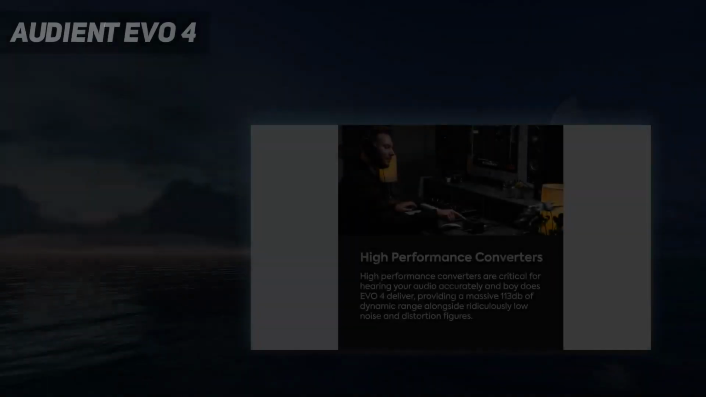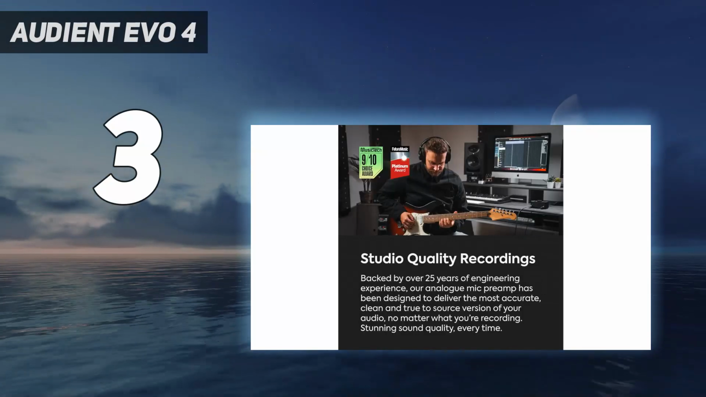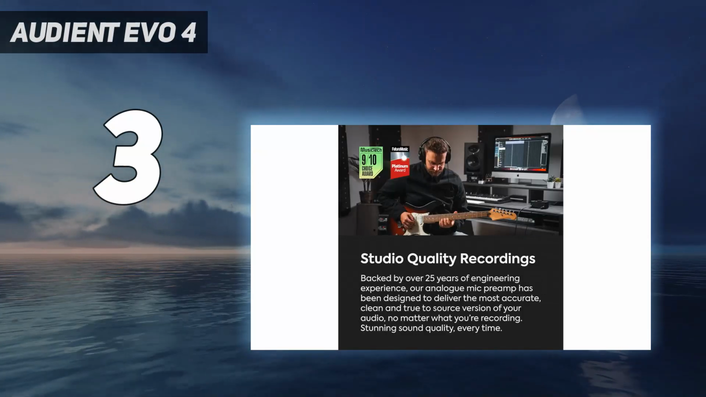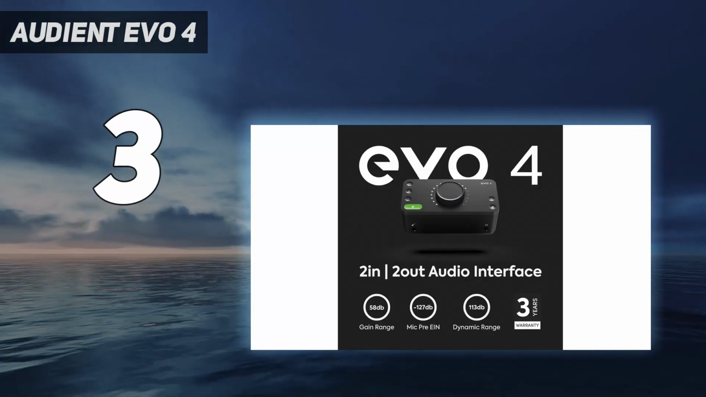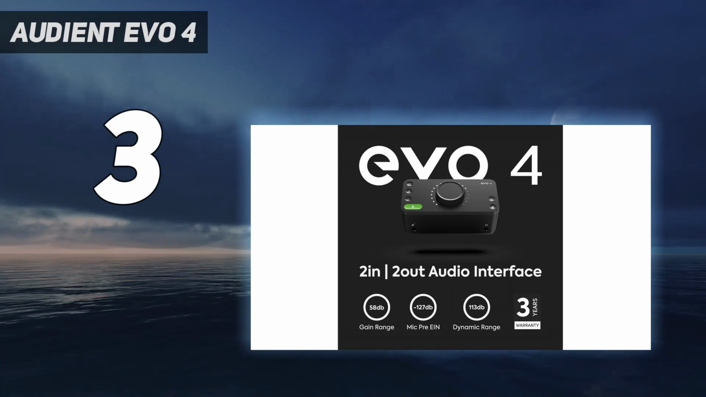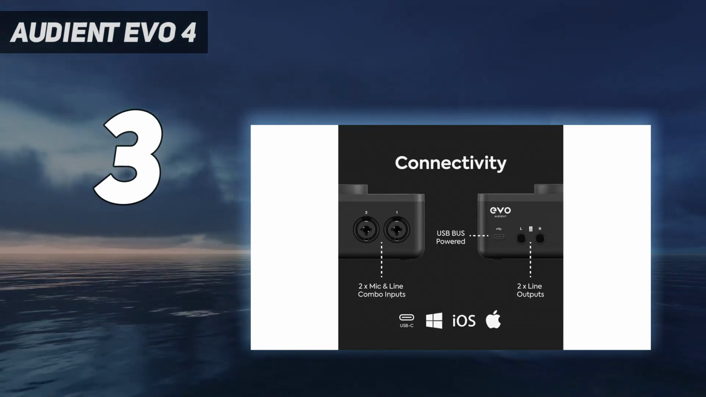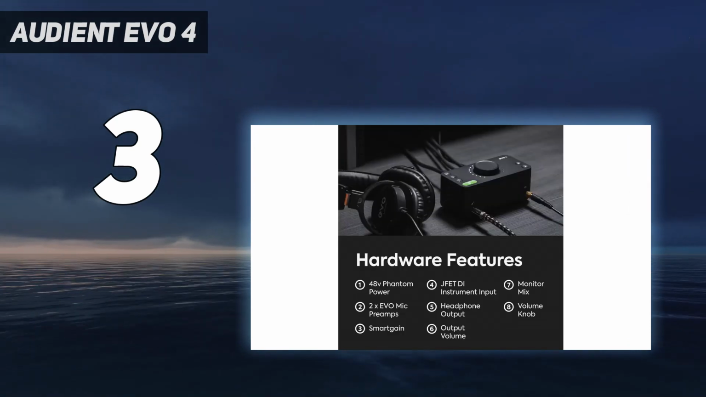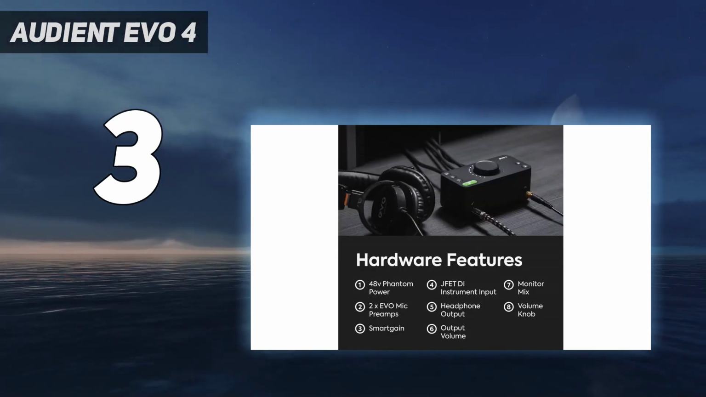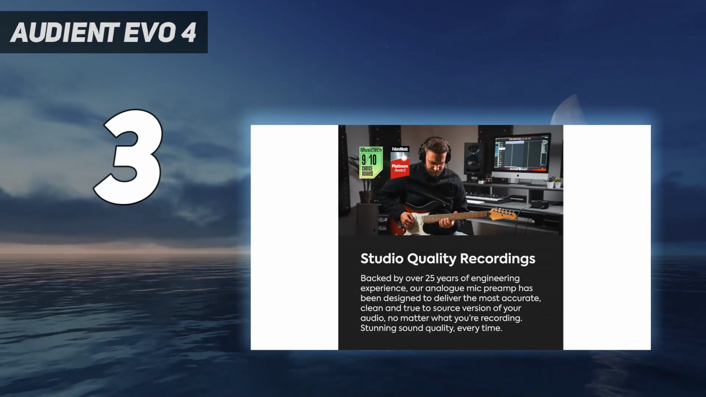At number 3. Audient EVO 4. The compact EVO range was launched a couple of years ago to much acclaim. You'll find 2 combi mic/line inputs around the back of the EVO 4, and 1 instrument-level input at the front for connecting guitar or bass, which then overrides the first input around the back. The more expensive EVO 8 doubles the inputs to 4. 2 speaker outs complete the connections.